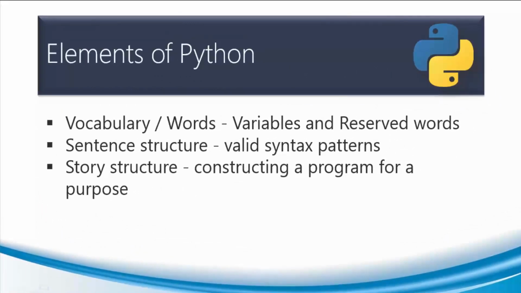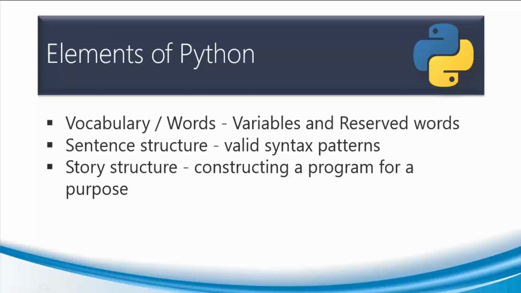Some of the elements of Python. Three broad categories here. First is the vocabulary and the words. Just like any language, if you were to learn French, for instance, obviously you need to learn certain vocabulary, and as you gain more experience, your vocabulary increases. So Python uses vocabulary words and also uses variables, and certain words are reserved. So for instance, you cannot use a reserved word as a variable.